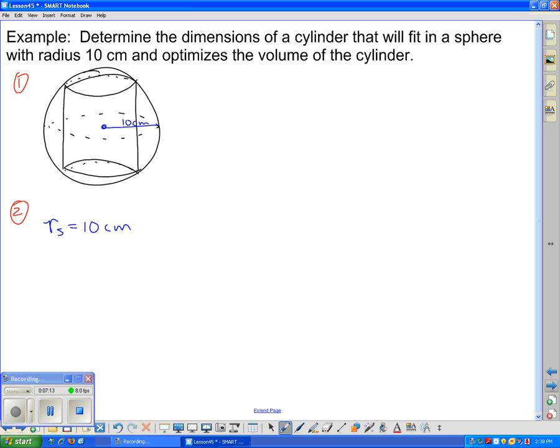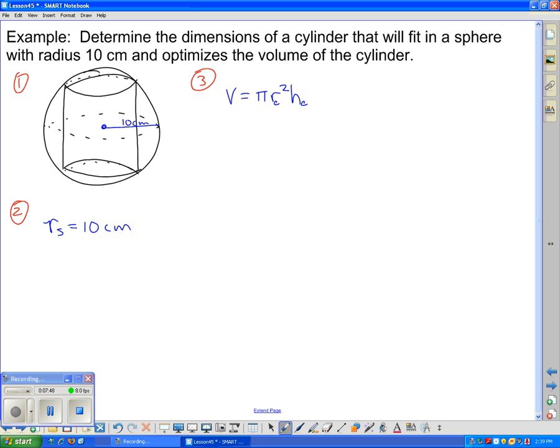Now, how does that play a role in the cylinder? We have to go back a step, or we could go forward a step, to show what's going to be important here. We're looking for optimizing the volume, so we want to find the maximum volume of that cylinder. The volume of a cylinder, again, is volume equals pi r squared h. We have to be careful here because this is the radius of the cylinder and the height of the cylinder, not the height of the sphere.